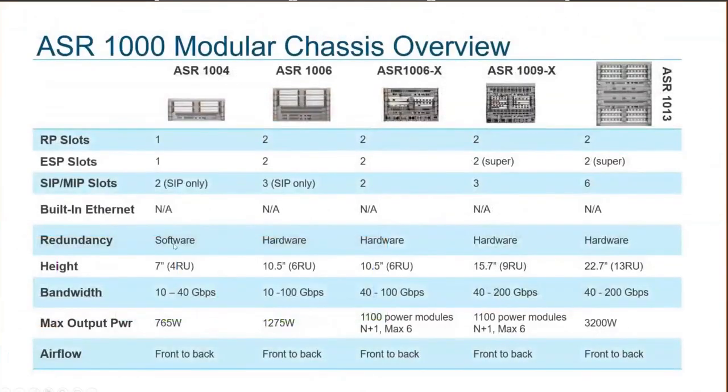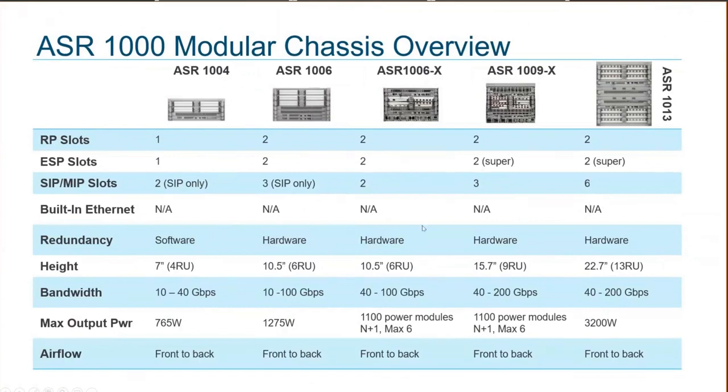So it's a quick overview of all the modular chassis. The different chassis that we have in the modular section are 1004, 1006, 1006X, 1009X, and 1013. You can see the number of RP slots, ESP slots, and other slots available. For RP slots, 1004 has only 1, the rest all have 2. ESP is also the same, 1, and the rest all have 2. The SIP and MIP slots again vary. The ASR 1013 has the highest, 6 slots.